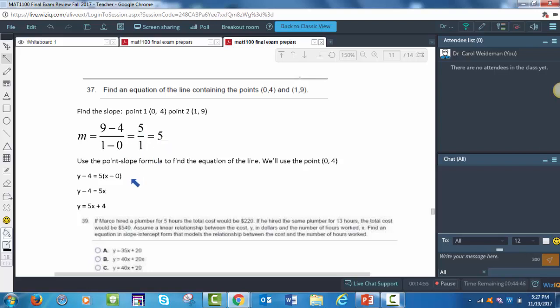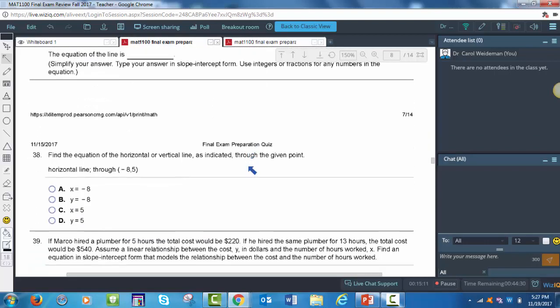And then I'm going to use the point-slope formula with the first point. So y minus the y-coordinate of that point equals 5 times x minus the x-coordinate, and when I simplify I come up with y equals 5x plus 4.